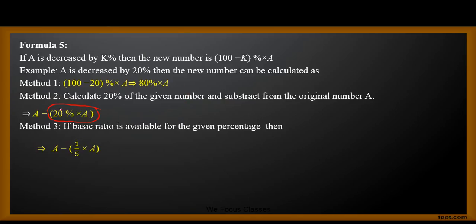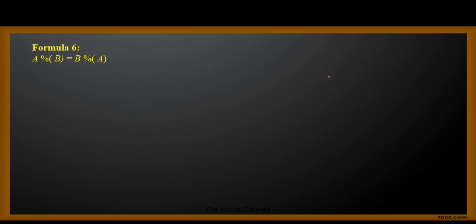Now, or what is 20% in terms of fraction? 1 by 5. A minus 1 by 5 A. In all the cases you will get 4 by 5 A. 80% means 80 by 100 A. That is nothing but 4 by 5 A. You can represent in any method. Depending upon the number you can use any of the methods.